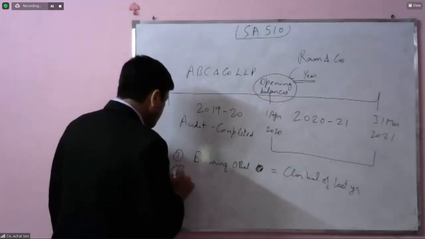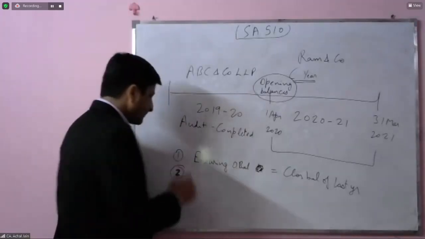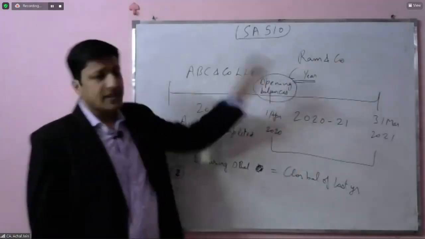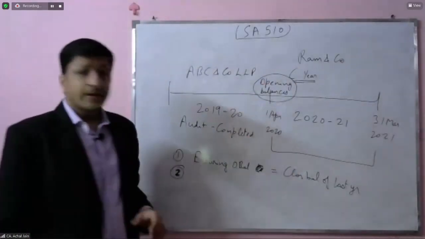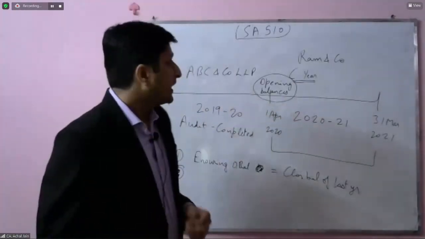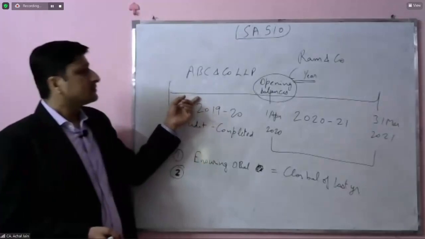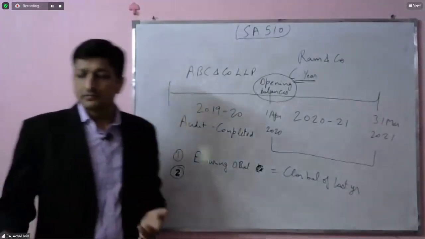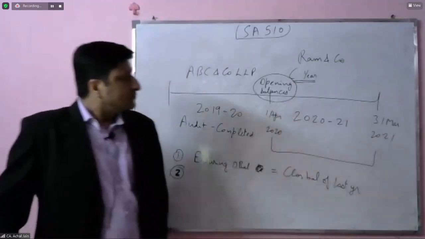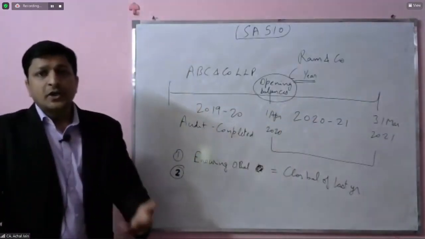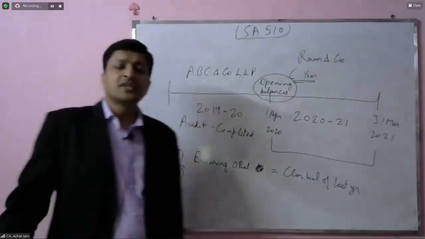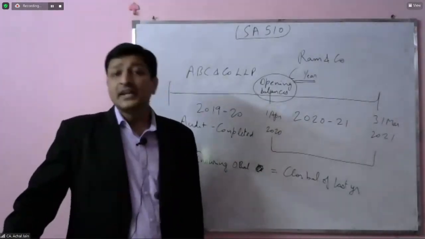Number two, it may happen that because a new auditor has come, the company changes its accounting policies. Let's suppose in the last year there was some accounting policy and now that has been changed. Why? Because the company is thinking that since a new auditor has come in, it's okay to change the accounting policy, which again may not be appropriate.